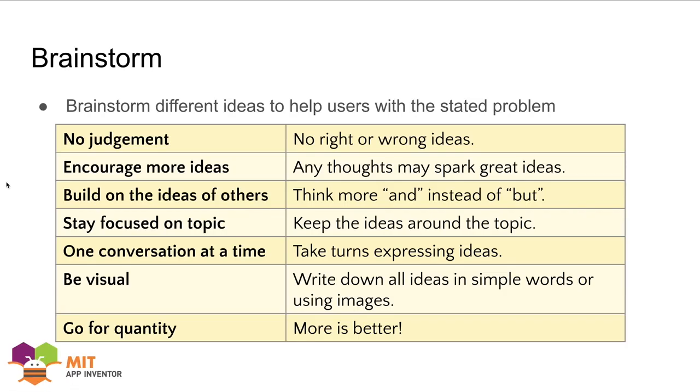Now we're on to the brainstorming part of our process, and this is a very important part of the process. This is where we actually generate the ideas for our app. There are a few ground rules for the brainstorming. I'll just go through them quickly. No judgment. There are absolutely no right or wrong ideas. Anything goes at this point.